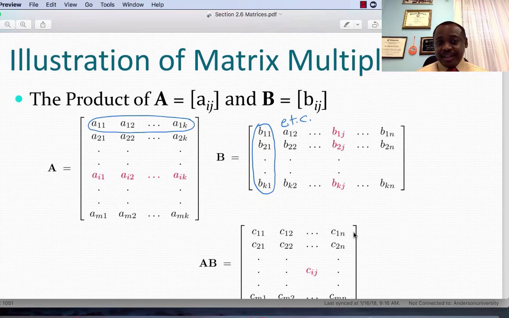You see that? All the operations I do with the second row will go on the second row. So row 2 times the first column goes right here. Row 2 times the second column goes right there. Row 2 times the third column goes right there, and so on and so forth. Okay, all you have to do is practice a few problems and it will become second nature.